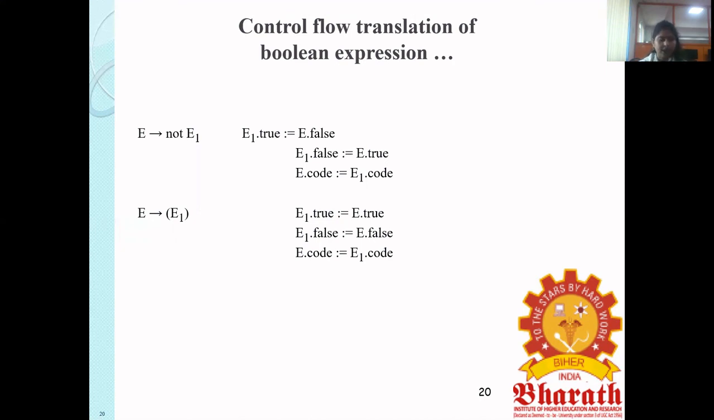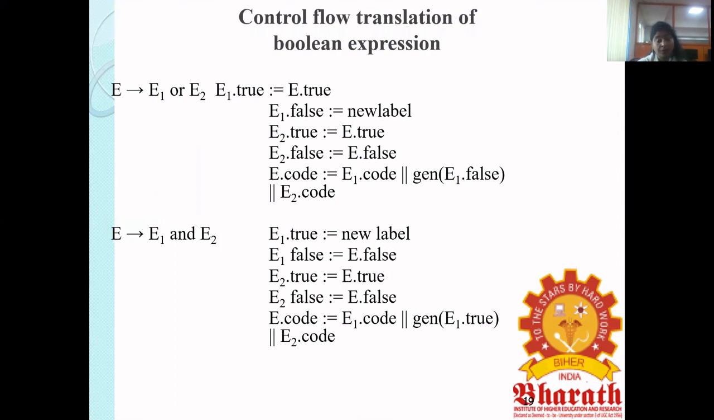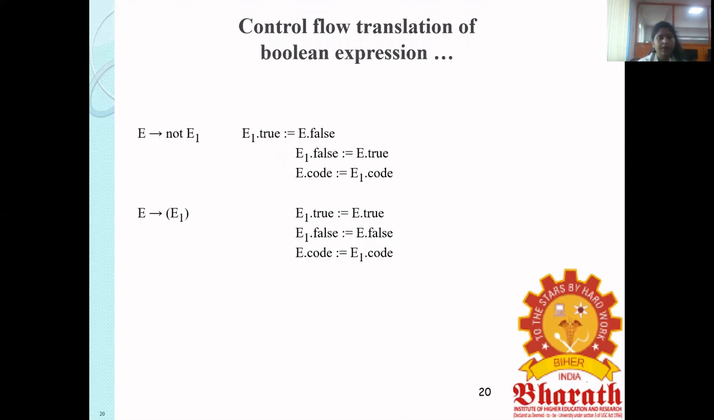So this is the control flow translation of Boolean expressions. In OR, if any one is true, the result is going to be true. In AND, both have to be true; otherwise, if any one is false, it is going to be false. In NOT, it is going to assign the complement. If E1 is true, then it is going to be false. If E1 is false, then it is going to be true. So the vice versa operation is done for NOT.